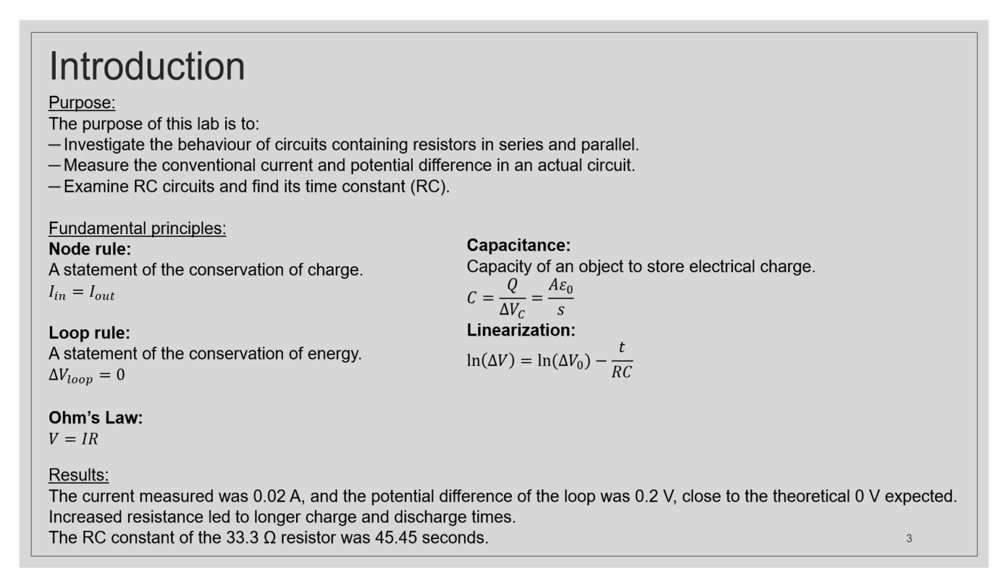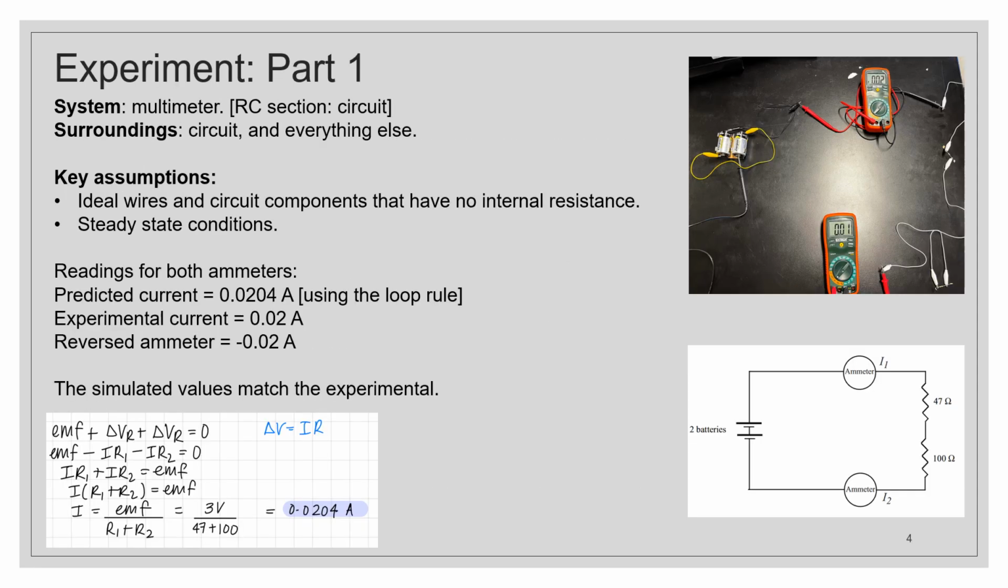For part 1 of the experiment, the system is the multimeter and the surroundings of the circuit and everything else. For the RC section of this lab, the circuit is the system and the surroundings is everything else beyond the circuit. The key assumptions of this lab include ideal wires and circuit components that have no internal resistance and steady-state conditions.